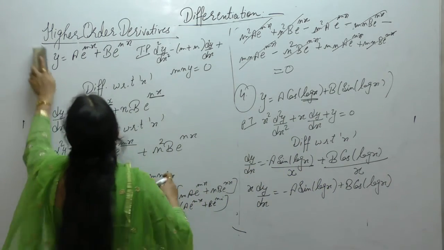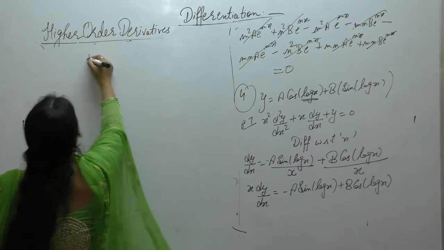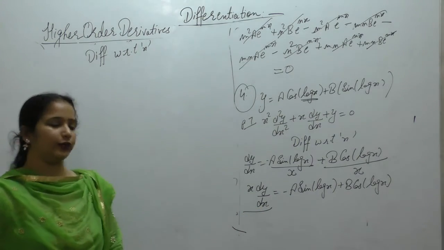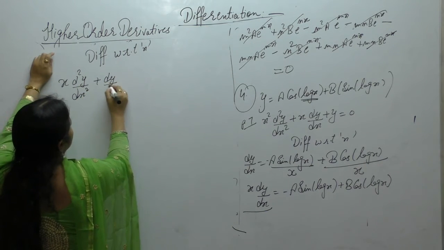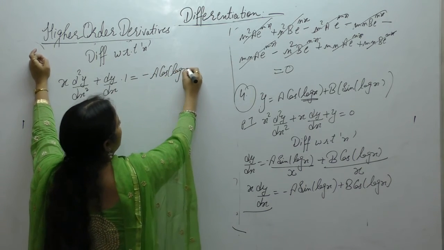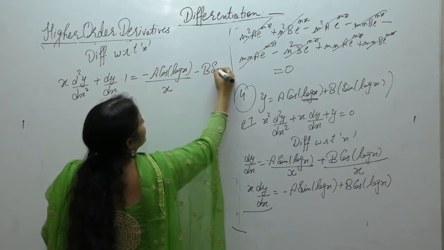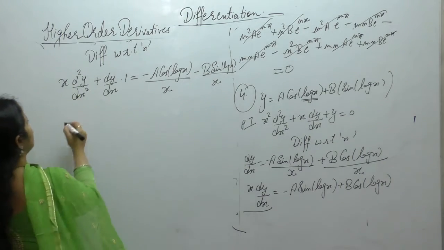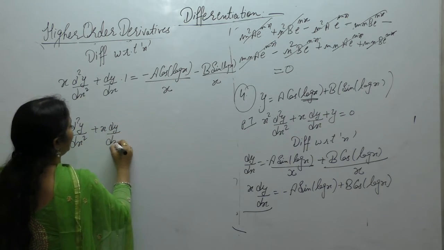Now again differentiate with respect to x. Here we will apply the u into v rule. First function as it is, derivative of second, plus second as it is, derivative of x is 1, minus a, derivative of sin is cos of log x, derivative of log of x is 1 upon x, derivative of cos is minus sin log of x, and derivative of log x is 1 upon x. Now this x goes on the left hand side. By taking LCM we get x dy upon dx.